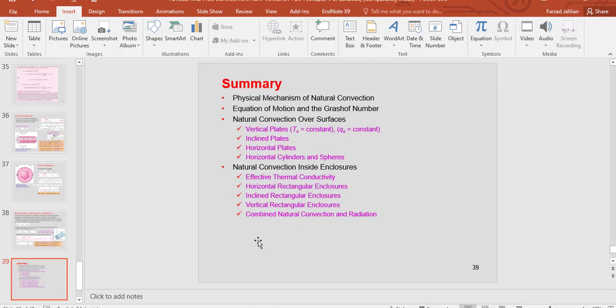Okay, so our discussion about convection is finished, and we will start later to discuss radiation heat transfer.